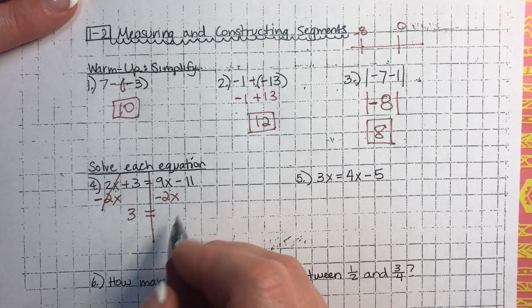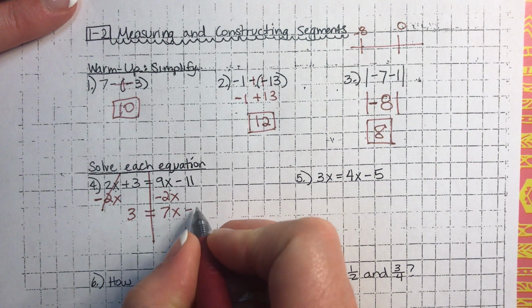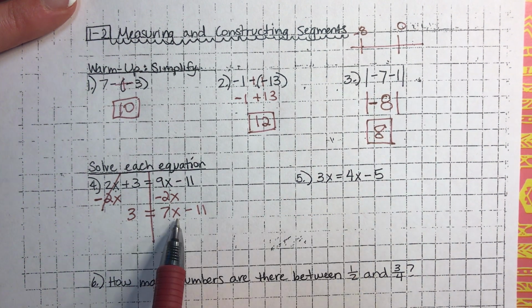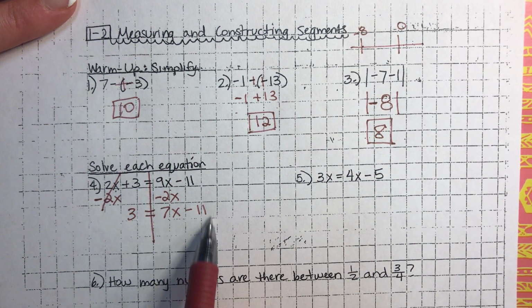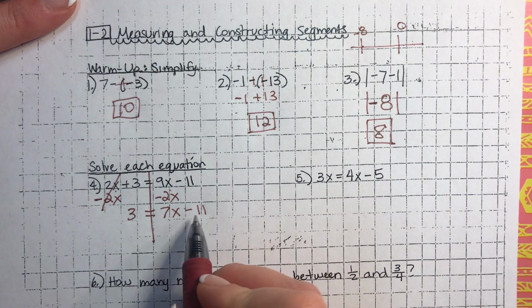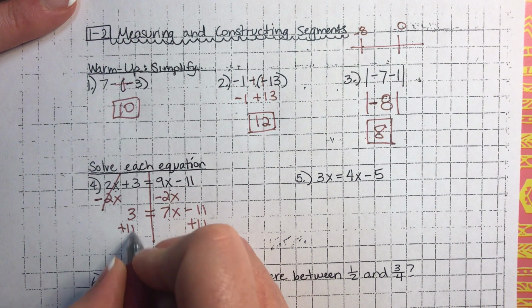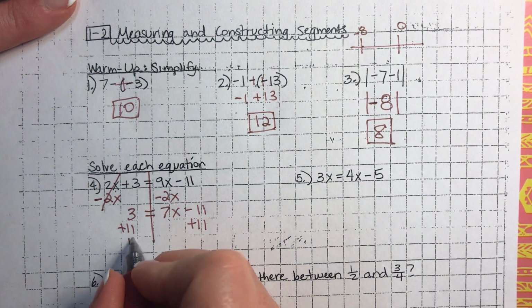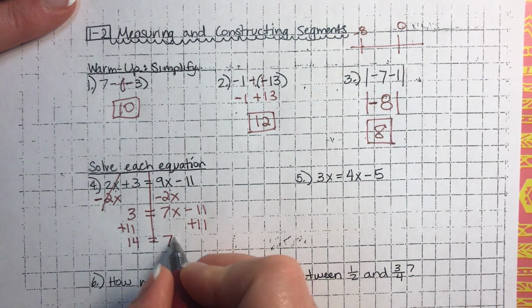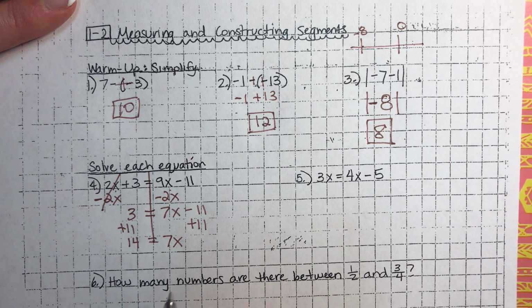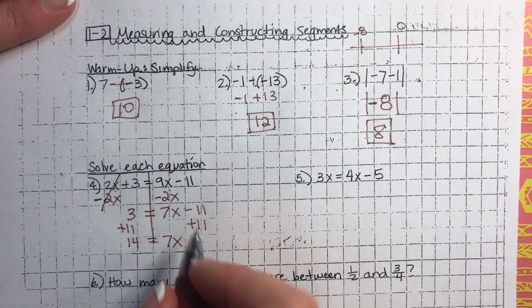9x minus 2x is just 7x minus 11, and here we're trying to get x by itself, so we have to get rid of that 11. The inverse operation of subtraction would be addition of 11 to both sides. 3 plus 11 is 14 equals 7x. Still trying to figure out what x is. This is 7 times x, so the inverse operation of multiplication would be division.